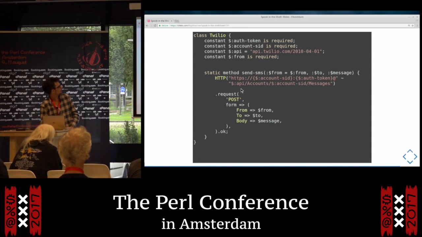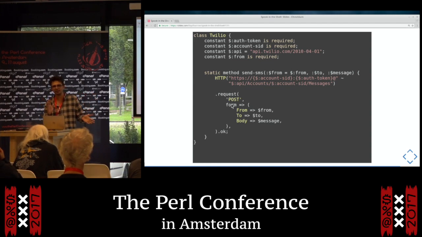And what this does, so this HTTP is another class in Spook. So this is the API URL, and you can make a request. It's a pretty full-featured HTTP user agent I've built in it. So this is the form, right? From, to, body. So it's not a JSON API in this case. It's just a post form.